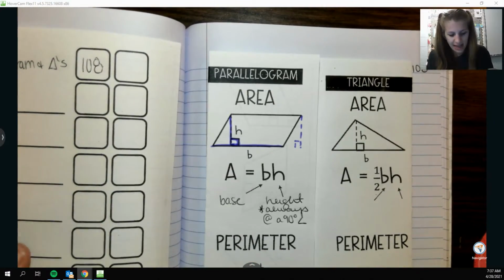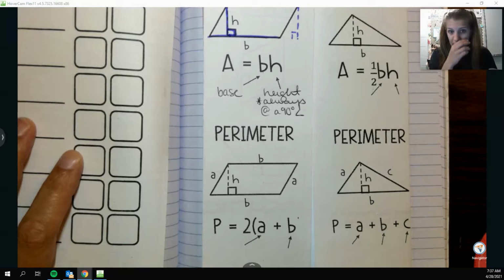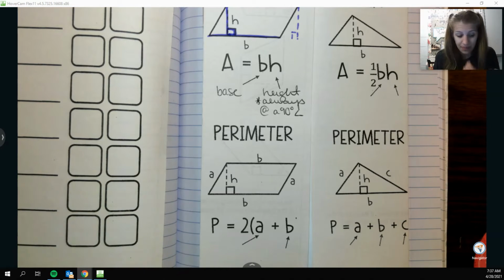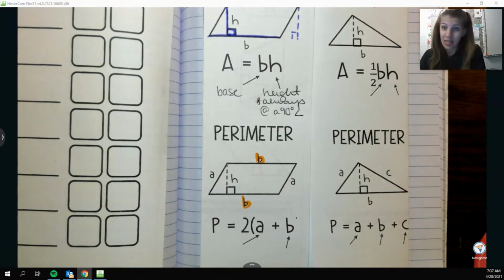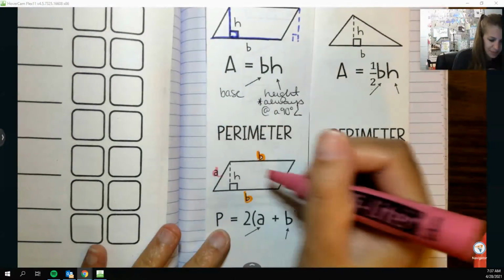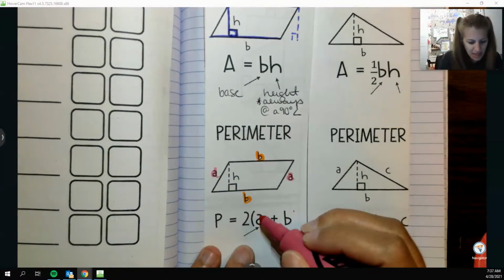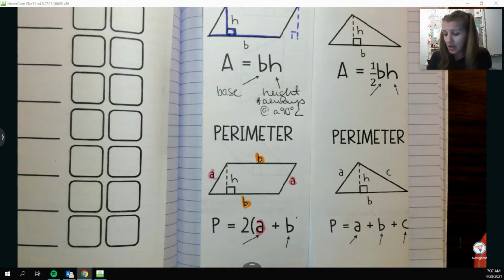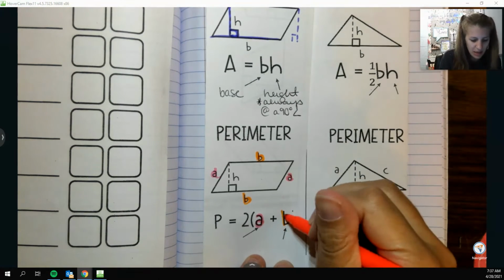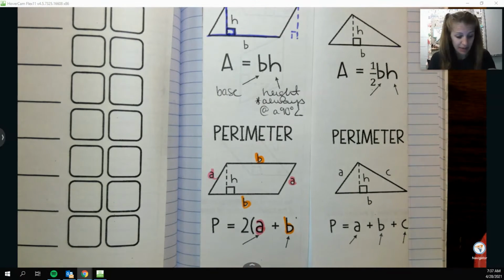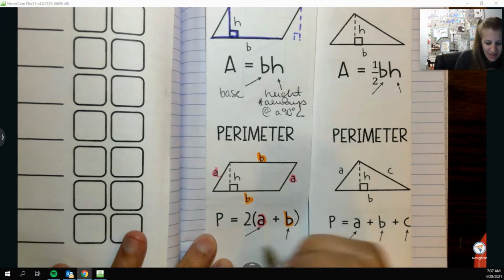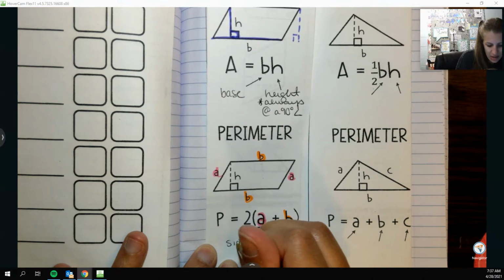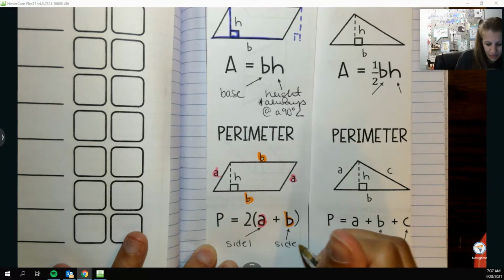Okay. And then if I need to find the perimeter of a parallelogram, perimeter is just where I add all sides. And because opposite sides are the same in a parallelogram, I don't necessarily need to add all four of them. I can just add up the two different ones and then double it. Okay, so A and B just stands for the sides. Side 1 and side 2.